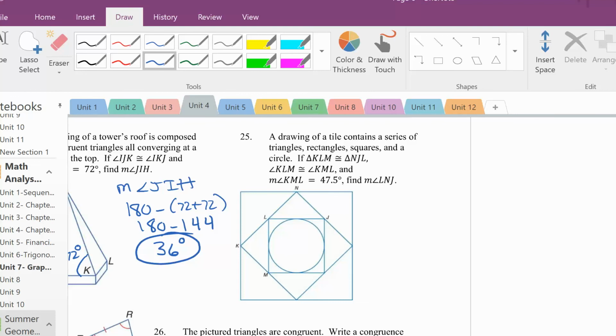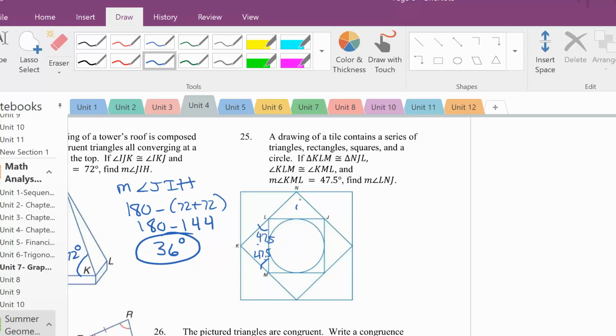All right, the next one, a drawing of a tile consists of triangles, rectangles, squares, and a circle. If triangle KLM, so here's KLM over here, is congruent to triangle NJL right here, and angle KLM is equal to angle KML, and they're both 47.5.